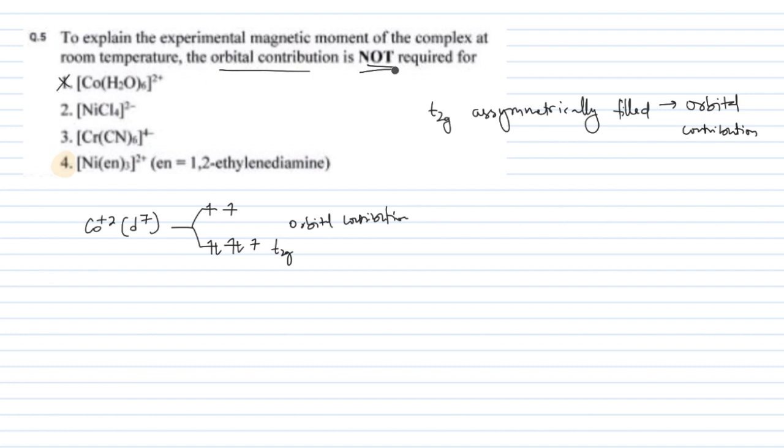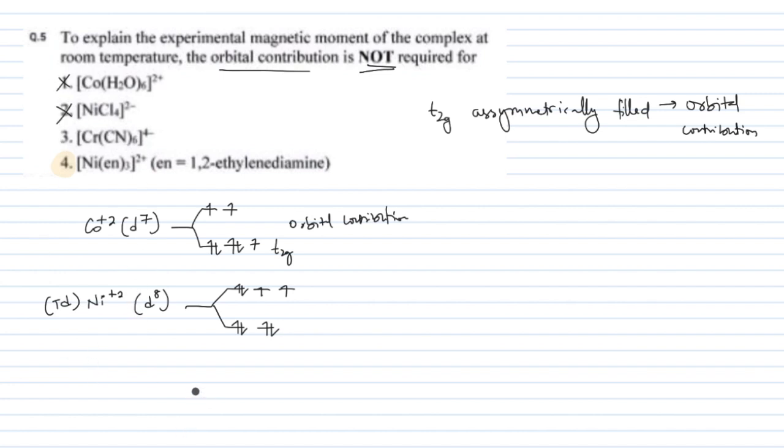They are asking where it is not required. Moving forward to the next one, it says nickel is in +2 oxidation state, and remember that it's a tetrahedral complex. So it gives you a d8 species. Again, for the tetrahedral, your t2 orbitals are above and your e orbitals are below. If you fill the 8 electrons, this is how you are going to fill them. Obviously again it is asymmetrically filled, so you will have orbital contribution. So this is also not going to be the answer.